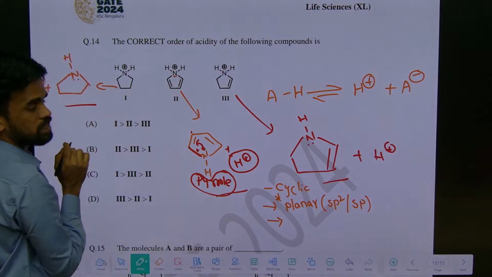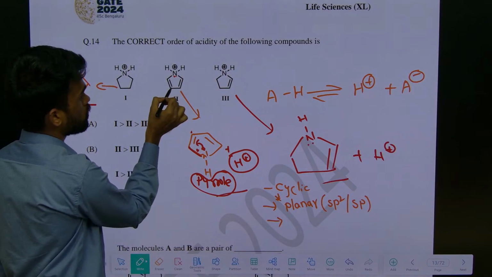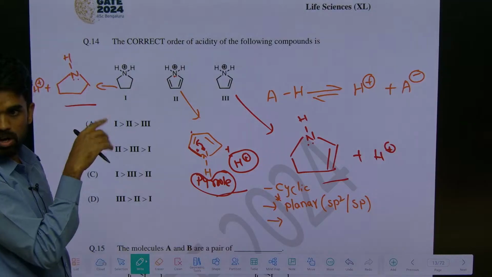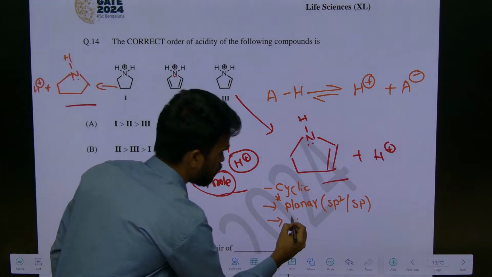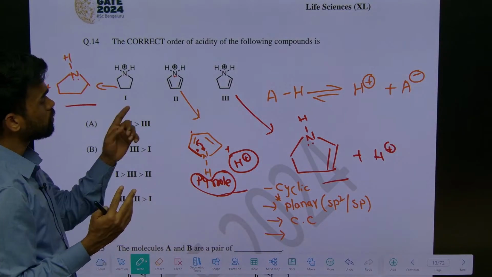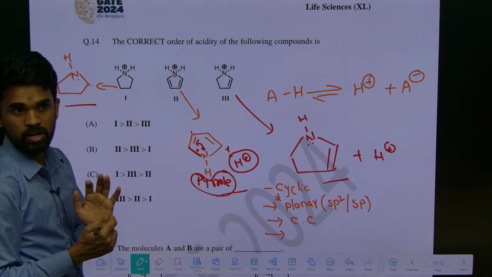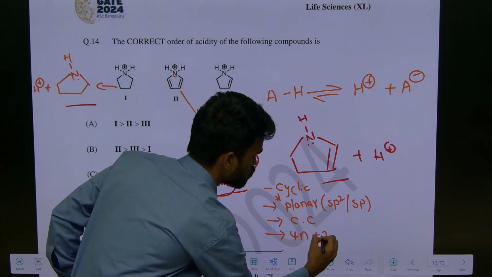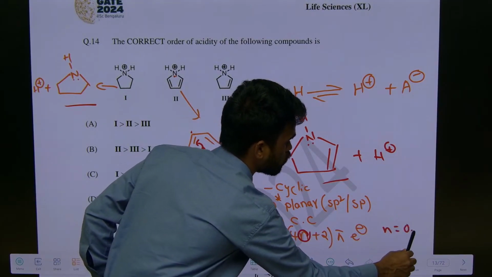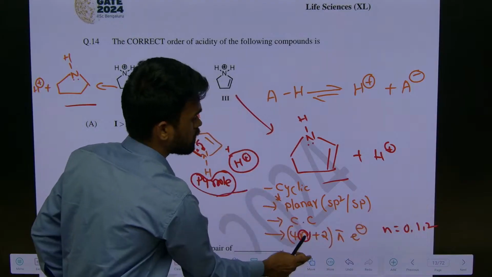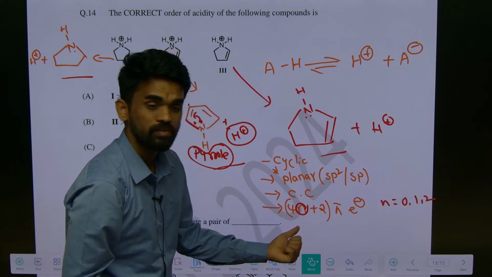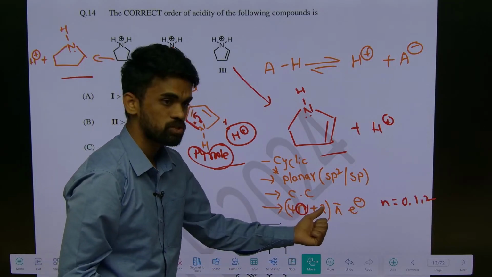So is complete conjugation there or not? Just check. See, pi bond, sigma bond, pi bond, again sigma bond, lone pair. So they are in proper conjugation. A conjugated system is there. Then the fourth condition is that it should obey the 4n plus 2 pi electron rule. It means you just put n equals 0, 1, 2, 3 like that. By inserting n equals 1 over here, how many pi electrons are we getting? 4 into 1 plus 2, that is 6 pi electrons.